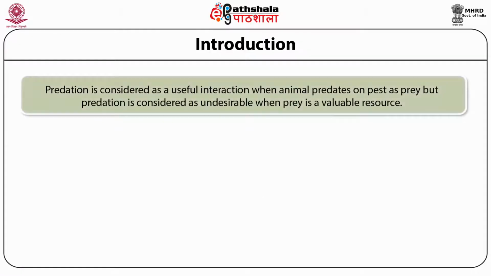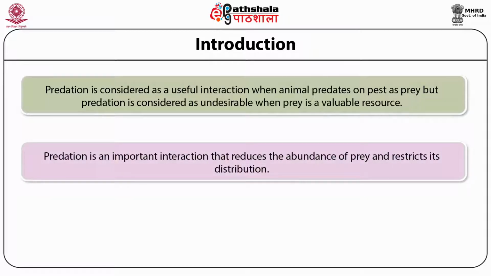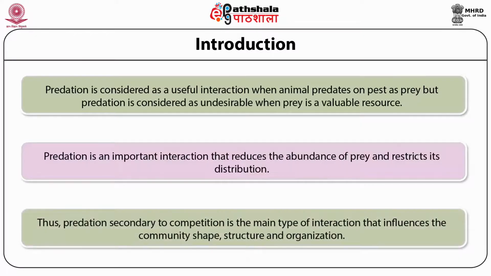Predation is considered a useful interaction when an animal predates on pests, but predation is considered undesirable when the prey is a valuable resource. Predation is an important interaction that reduces the abundance of prey and restricts its distribution. Thus, predation, secondary to competition, is the main type of interaction that influences community shape, structure, and organization.